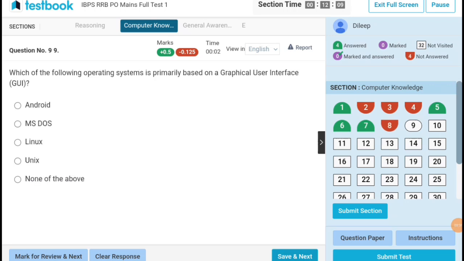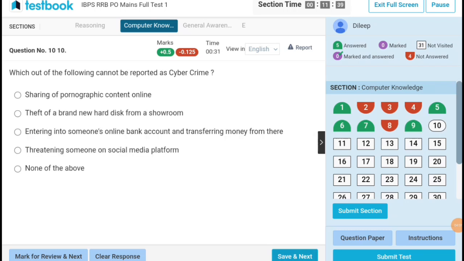Which of the following operating systems is primarily based on a graphical user interface? I think MS-DOS. I think Android or MS-DOS. Linux. Which out of the following cannot be reported as a cyber crime?